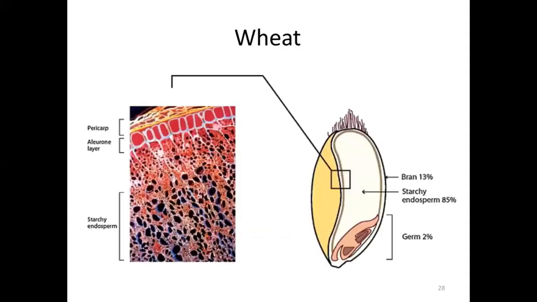Looking at the structure of the wheat grain: the outer pericarp, aleurone layer, and starchy endosperm. The starchy endosperm is covered or protected by the pericarp and aleurone layer, and bran consists of about 13% of the total weight of the grain. The starchy endosperm contains about 85% of the grain, and the germ contains about 2% of the weight of the wheat. During the processing of wheat, various byproducts from the germ, starchy endosperm, and bran are produced, which have different energy, protein, and nutritional values.